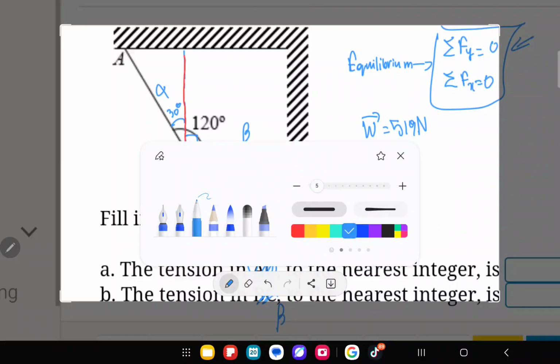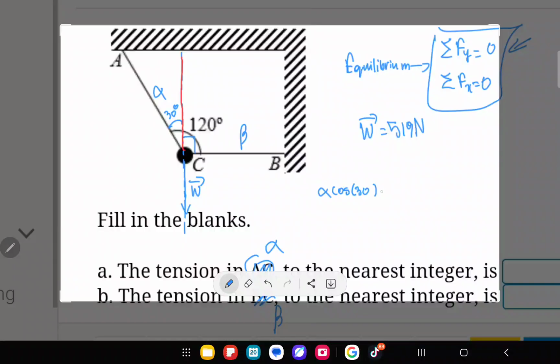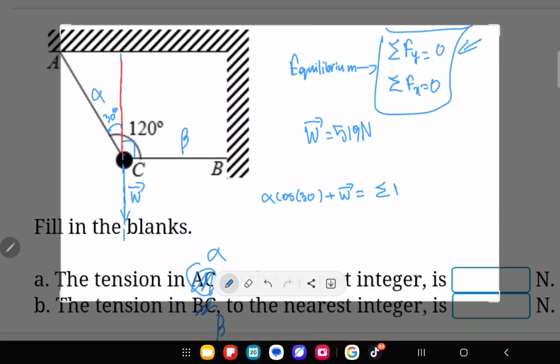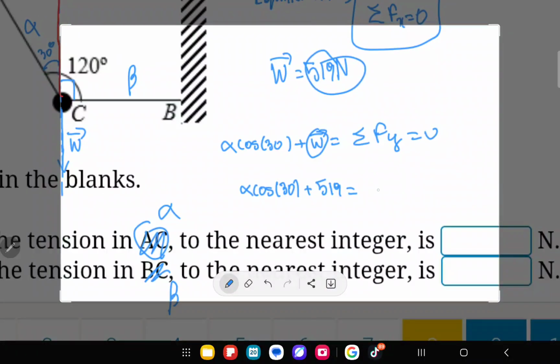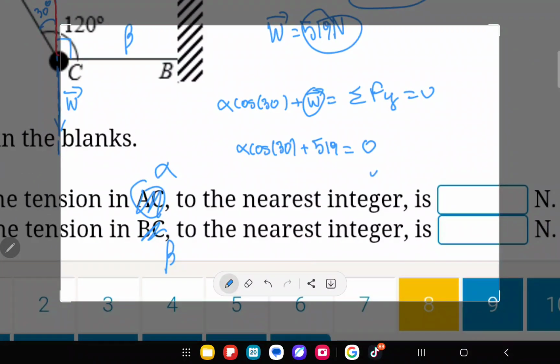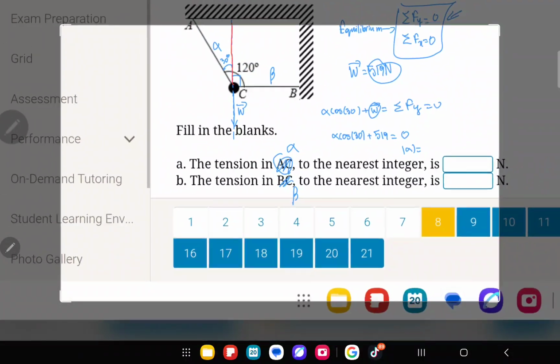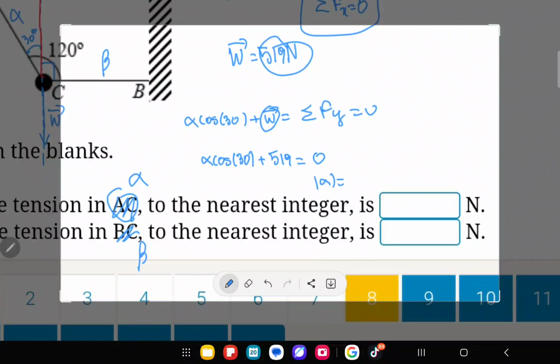Okay, so alpha cosine 30 is plus, and then W force is equal to Fy, which is equal to 0. Now they already gave us this, which is 519. So now that we have this here, is equal to 0, then we can say alpha, or the absolute value of alpha. When they say tension and they don't need anything else, they're obviously asking for the absolute value of the tension. So 519 over cosine 30.